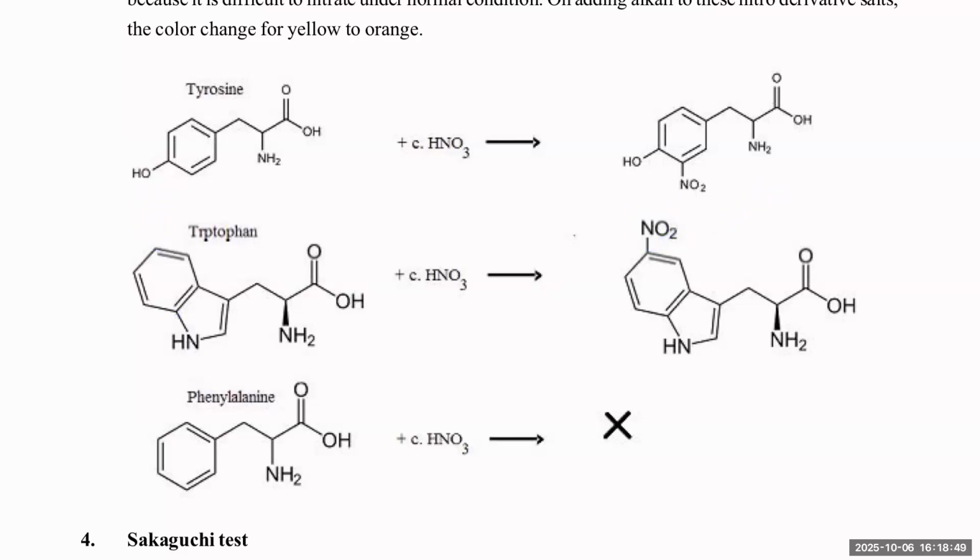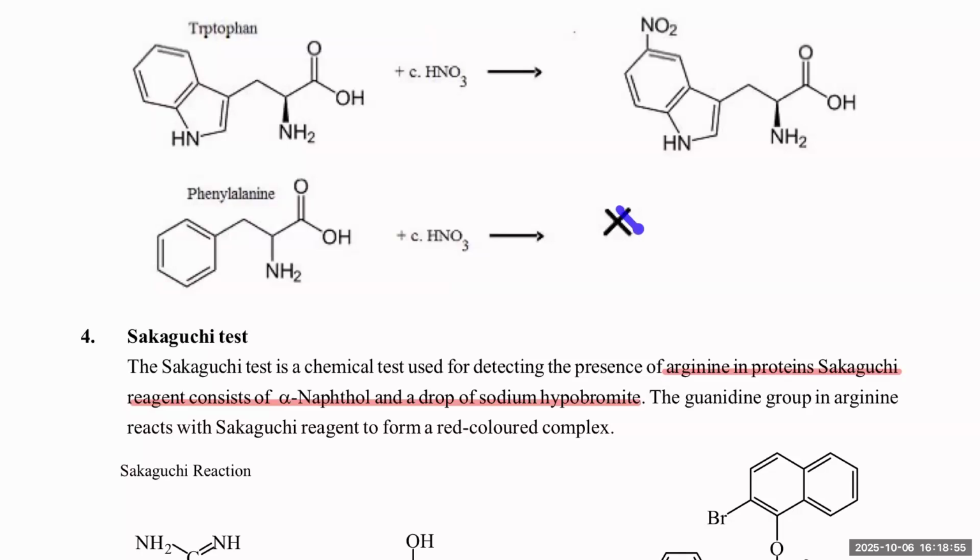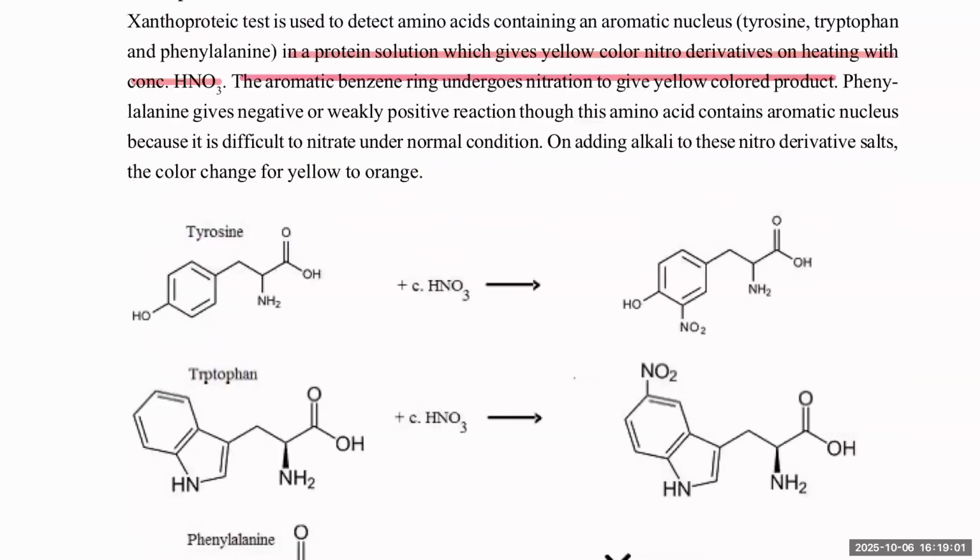So both tyrosine and tryptophan will give you a positive test. Phenylalanine will be very, very weak, so that's why we do not consider much about it. The xanthoproteic test is specifically designed for tyrosine and tryptophan.